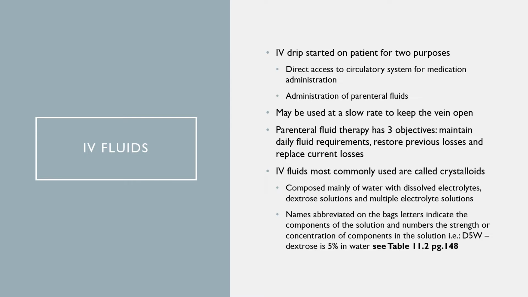The IV fluids most commonly used are called crystalloids. They're composed mainly of water with some dissolved electrolytes, dextrose solutions, and multiple electrolyte solutions. The names of the solutions are abbreviated on the bags. The letters indicate the components of the solution, and the numbers indicate the strength or concentration of the components in the solution. So for example, D5W is a dextrose that is 5% in water. And I want you guys to pay attention to table 11.2 on page 148. That gives some good examples and breakdowns of what those are.